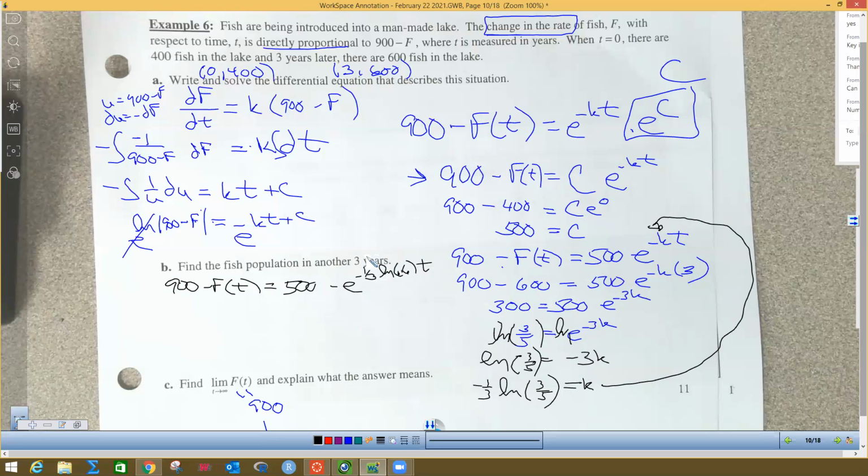So now what I want to do is plug this 300 in here. You may want to solve this for f of t first, because that's what we're looking for. So I would subtract 900 first and then divide by this negative 1. When I subtract 900, that's going to be negative 400. But when I divide by negative 1, that makes it positive 400.